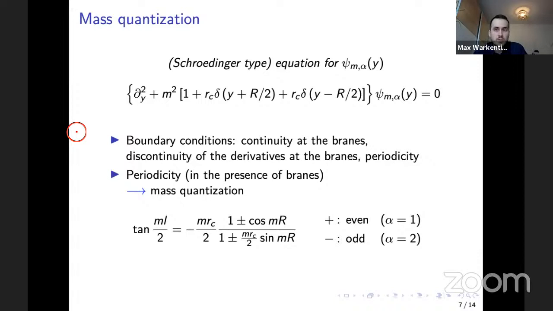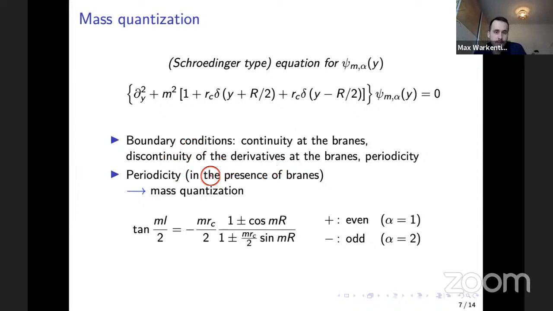Okay, so now, since we have dimensionally reduced the system, we have those Kaluza-Klein modes, which just obey the massive Klein-Gordon equations. And we have these mode functions which obey this Schrödinger-type differential equation. And this is subject to appropriate boundary conditions. In particular, the mode functions are continuous at the branes, the derivatives are discontinuous, and of course they have to be periodic in the size L, the size of the ring.